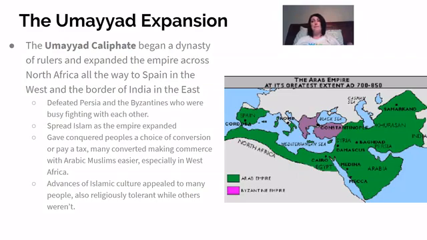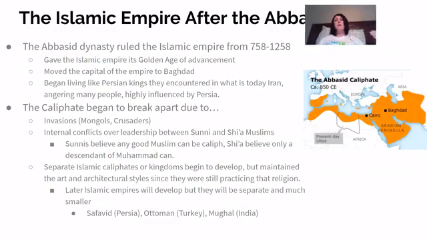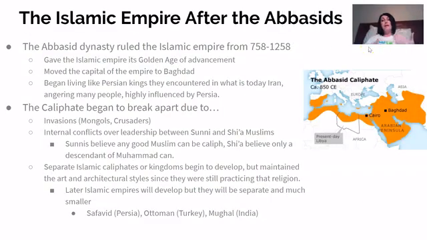And if you wanted to tap into that, a really good way to do it was to make sure that you had that money. So by not having to pay a tax for not converting, that made life a little bit easier. So eventually what's going to happen is, over time, being the caliph starts to become more of a political thing than it does really a religious thing.